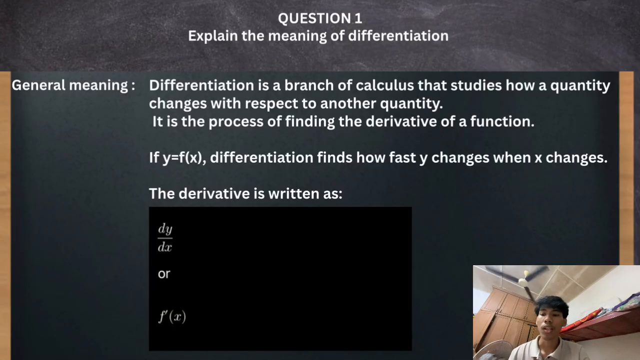In general, differentiation is a branch of calculus that studies how a quantity changes with respect to another quantity. It is the process of finding the derivative of a function. Let's say y equals f(x); differentiation finds how fast y changes when x changes. The derivative is written as dy over dx or f prime x.